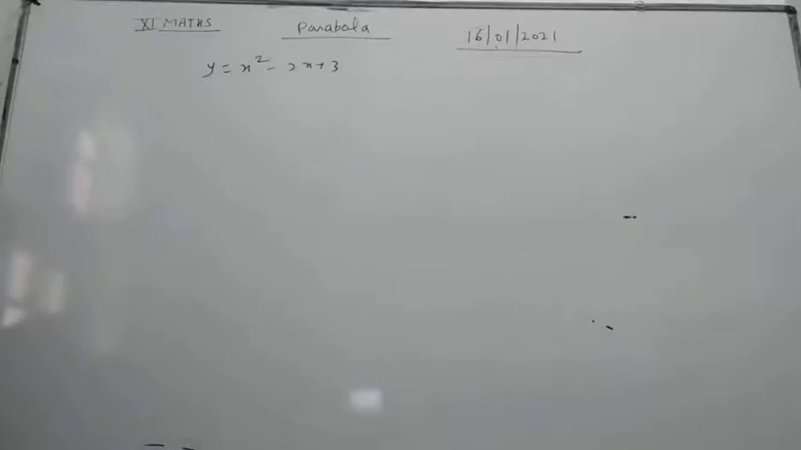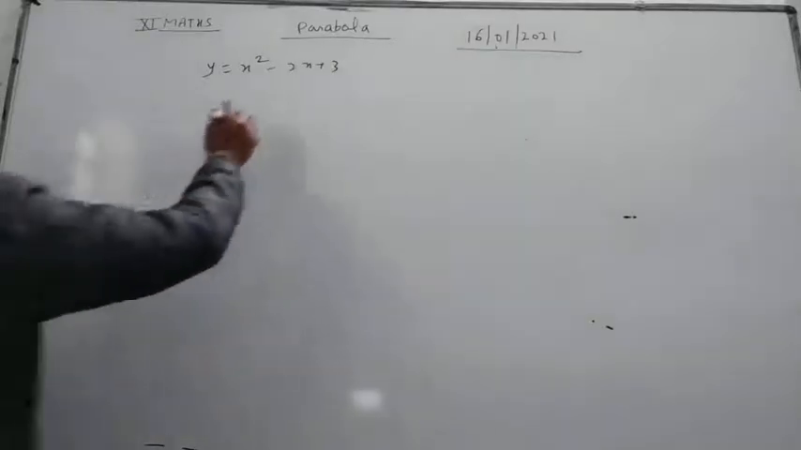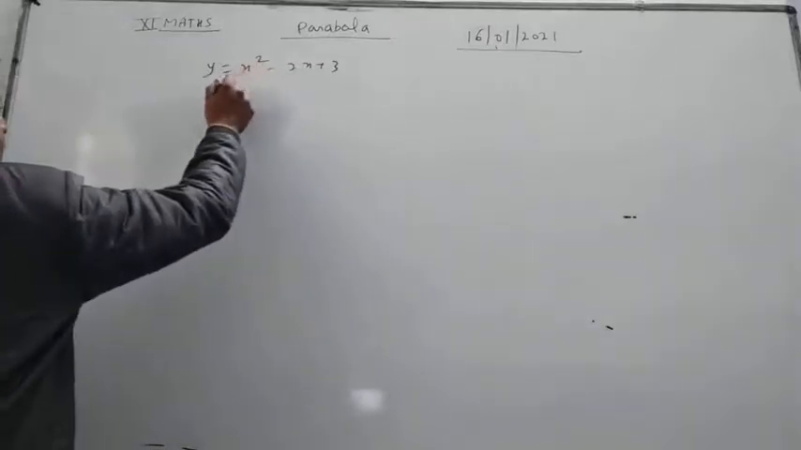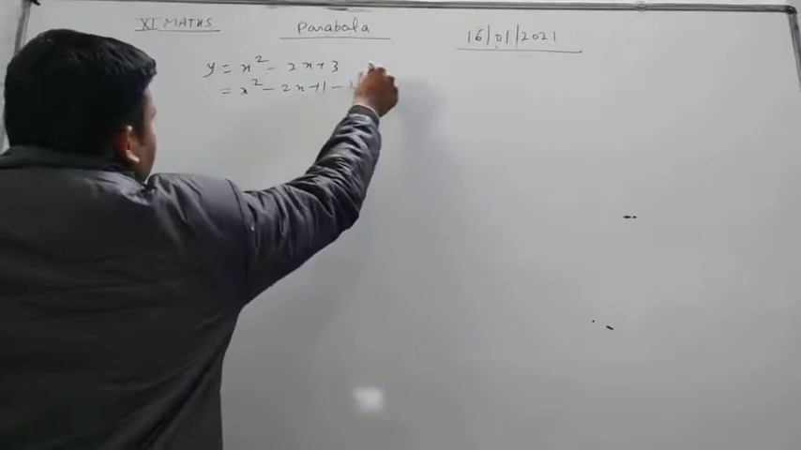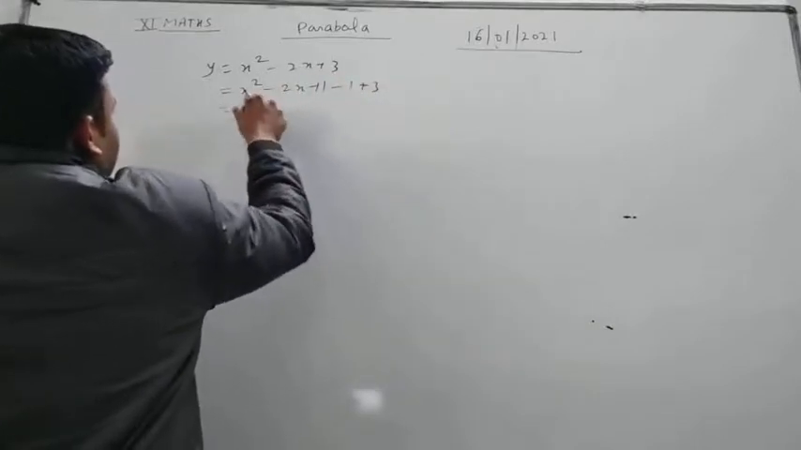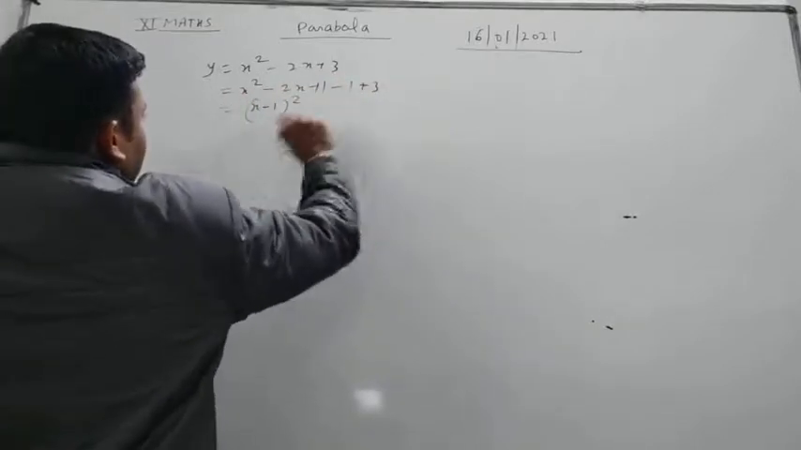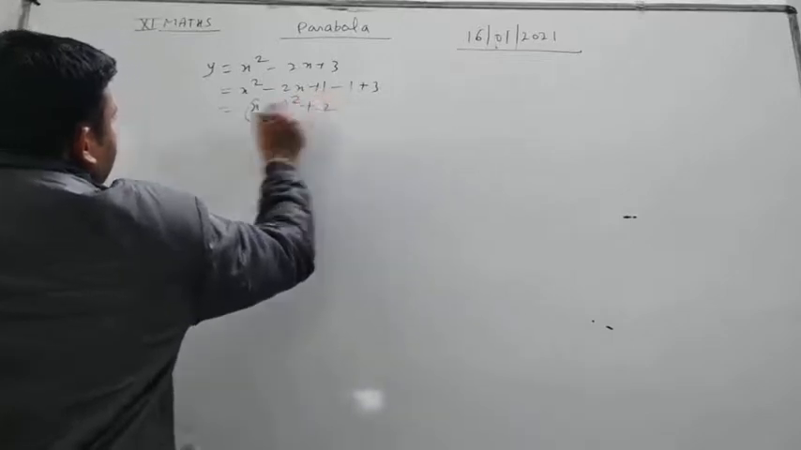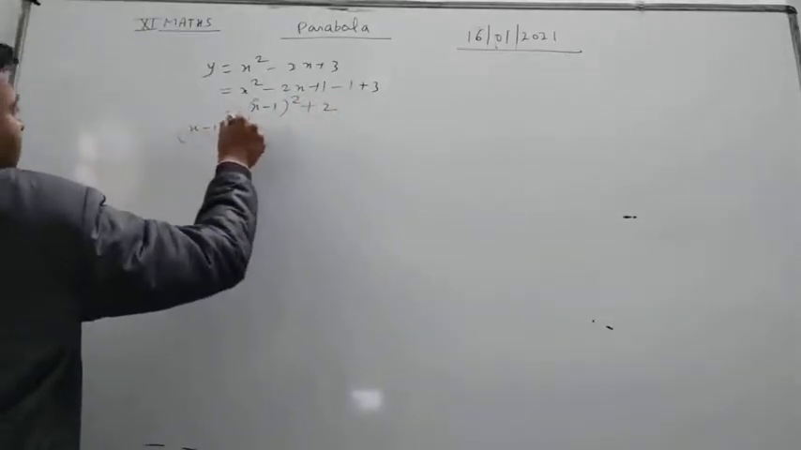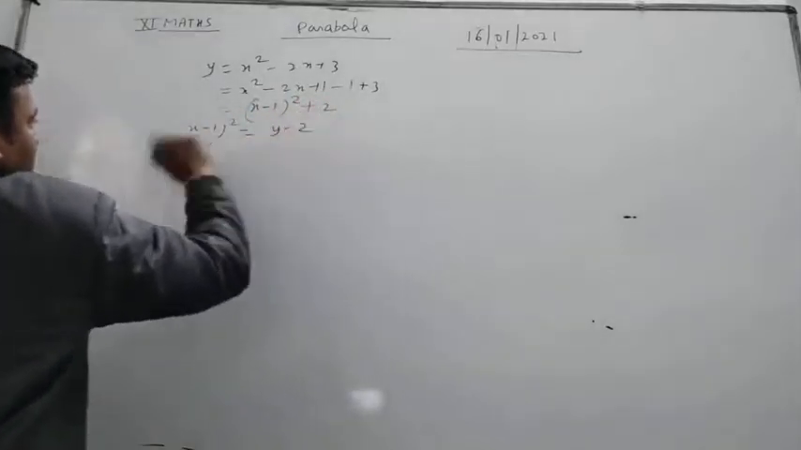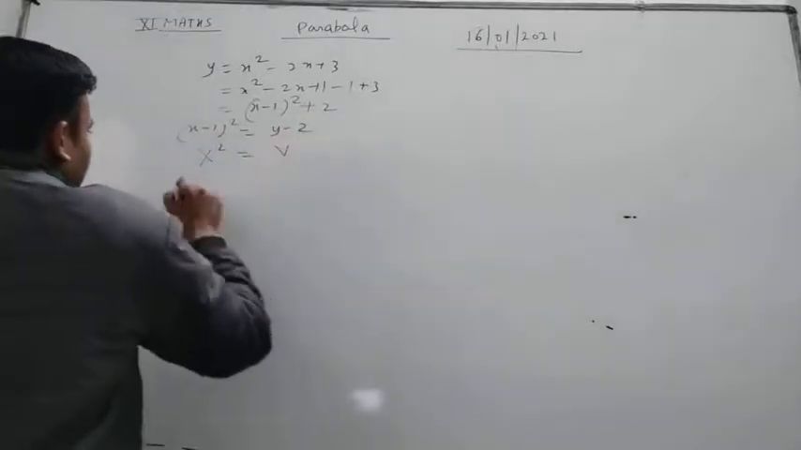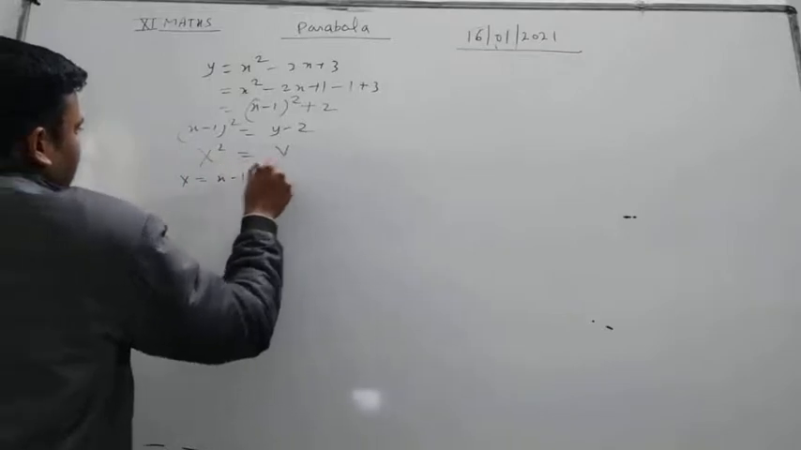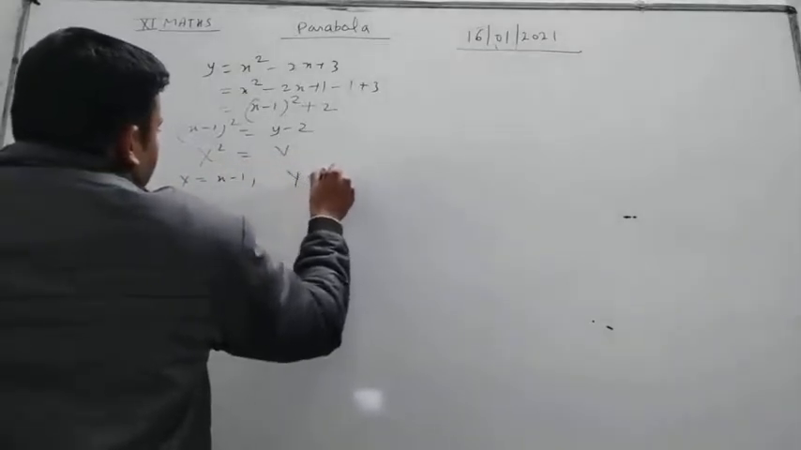So for this, student, first of all we make this into a complete square. Okay, so we write x square minus 2x plus 1 minus 1 plus 3, and here, student, we can write (x minus 1) whole square, and this is plus 2. So (x minus 1) whole square is equal to y minus 2. Okay, student. Now this is X square is equal to Y, where X is x minus 1 and Y is y minus 2.